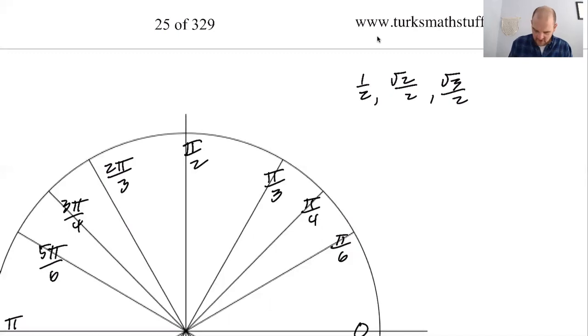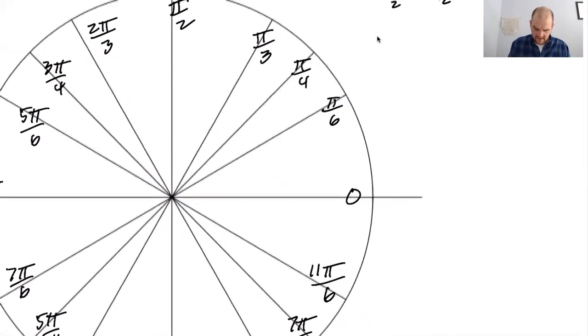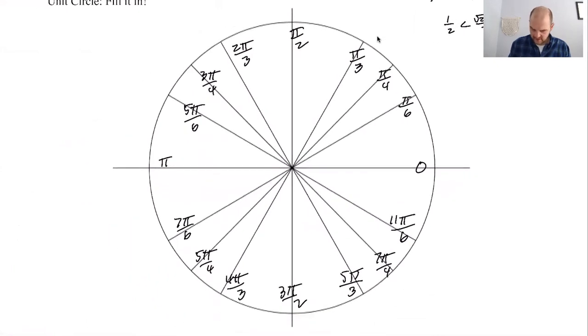What's interesting about these is that 1/2 is smaller than radical 2 over 2, which is smaller than radical 3 over 2. So in my mind, I just think biggest to smallest and then smallest to biggest as I go around. I'm only thinking about the x coordinates. So as I fill this in, and again, I wish I could get this sized up correctly, but I can't, which is really unfortunate.